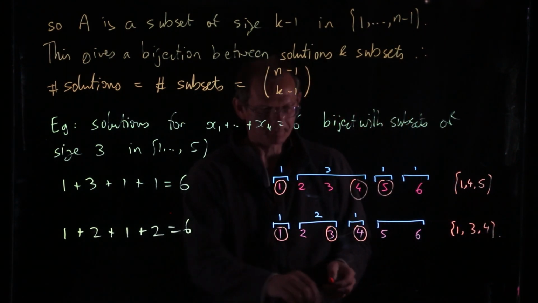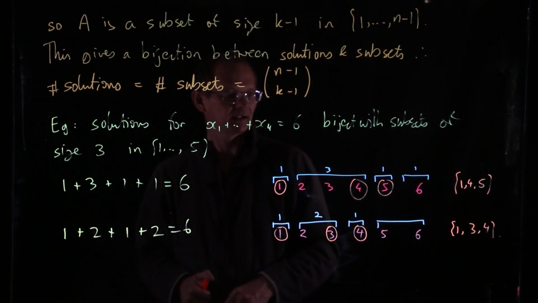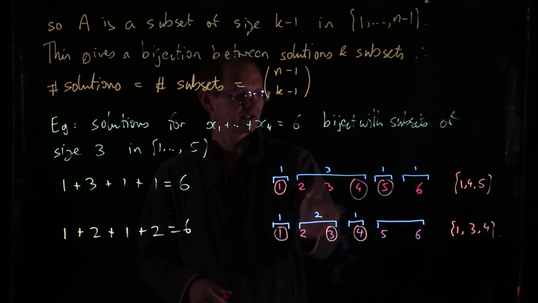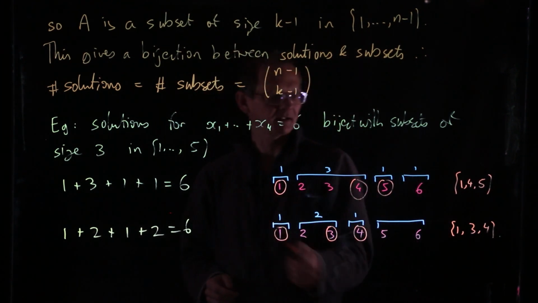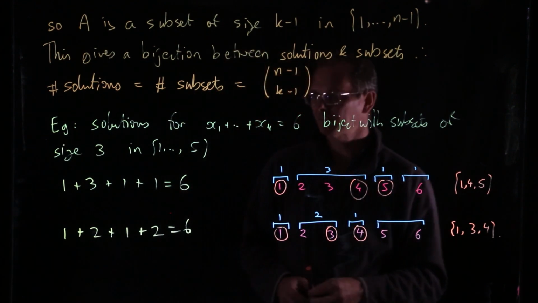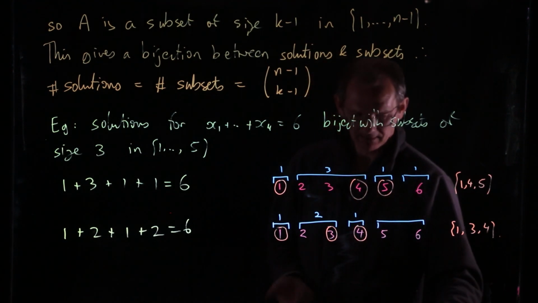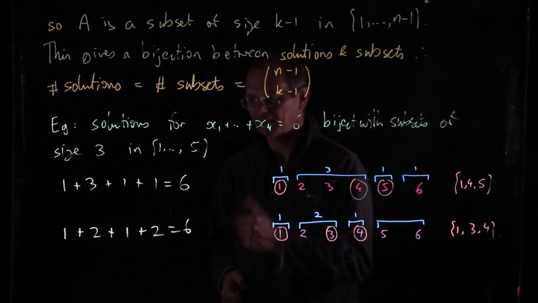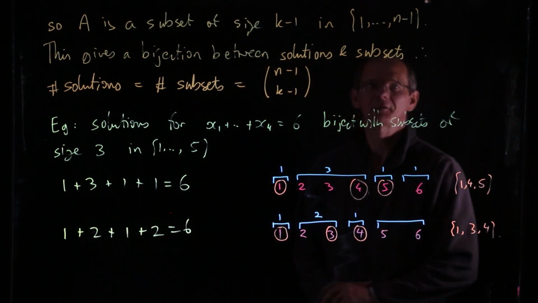So we're seeing that there's a bijection between the solutions for this equation that we're looking at and the subsets of size 3 in 1 up to 5, because we never get 6 out of this. So the total possible number is 5 choose 3, and 5 choose 3 is 10. At the beginning of this little video, we wrote down all those solutions and found that there are 10 of them, so it all matches up.